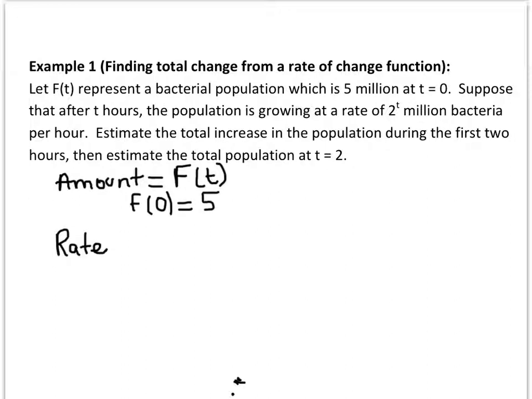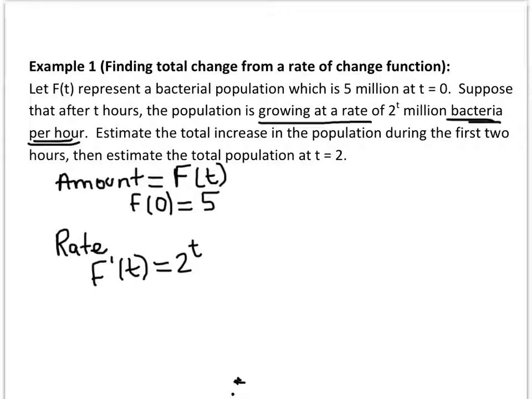In the next sentence, I'm suddenly talking about rate. Suppose that after t hours, the population is growing at a rate of 2 to the t million bacteria per hour. So I have two indications that this is a rate function. They tell me growing at a rate of, and then I also have the units of the function itself, bacteria per hour, and something per something indicates that I have divided, which gives me a derivative function. So I know the derivative of the bacteria population, the growth rate, is 2 to the t.